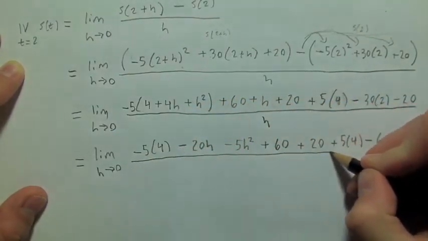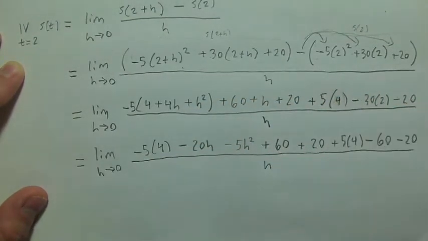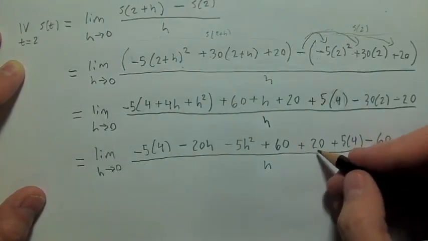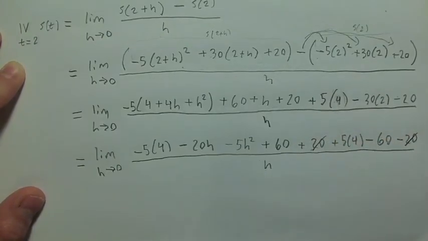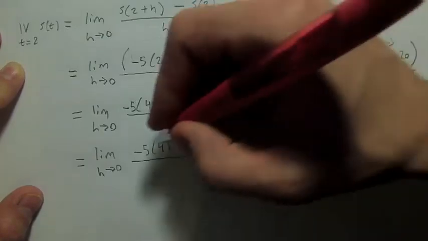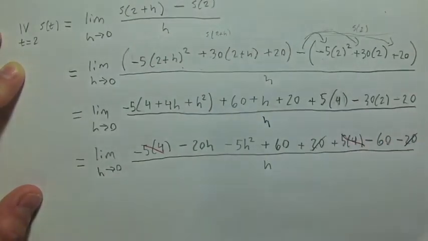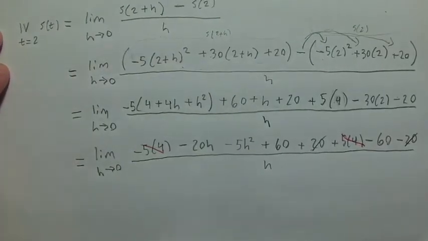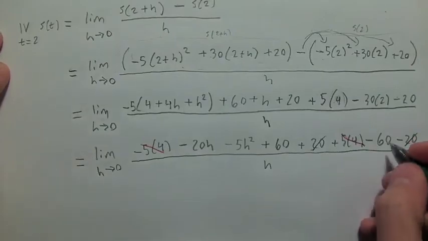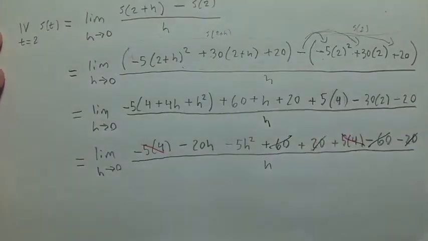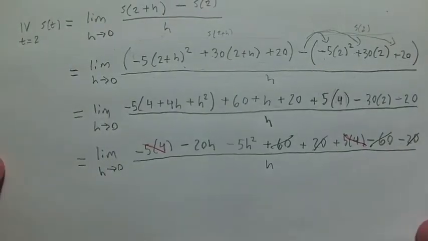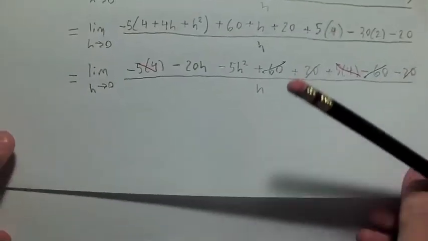And here's why I left some of these alone, because I want to show that the constant terms cancel, okay, and not just that, but these 5 times 4s cancel. And that's always pretty much going to happen, even if they don't match with the constant term like they happen to here, right? These 60s cancel, right? Basically, you're left with only h terms at the top, and that's always what's going to happen.